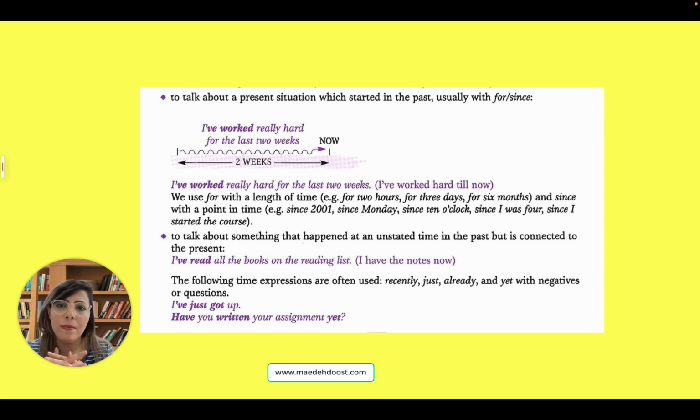For example, look at 2 weeks. I've worked really hard for the last 2 weeks. For the last 2 weeks means it started nearly 2 weeks ago, up to now. When exactly it started, you don't know, but you know the duration of time. Or I've worked really hard here since 1992, the start of the time. Yes, but you don't know the exact time.